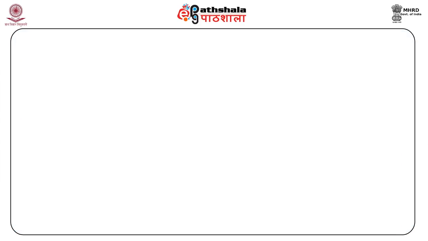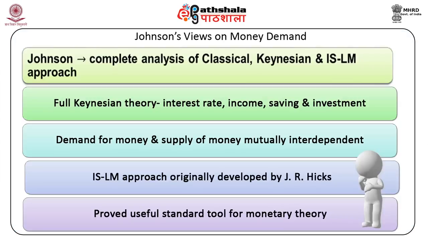To sum up the theory by Levhari and Patinkin, we can say that money can be used as a consumption good as well as the producer's good, and that it can play both these roles simultaneously. Hence, a general model of demand for money should analyze it both as a utility function and production function. Next, we will discuss Johnson's view on money demand.